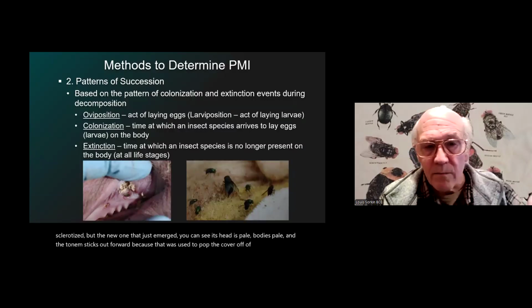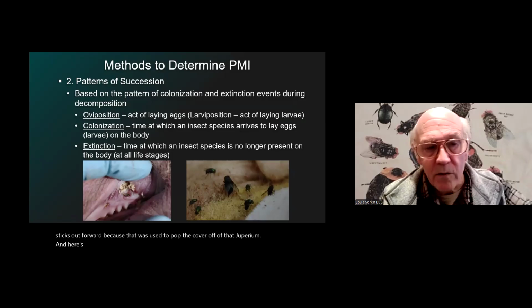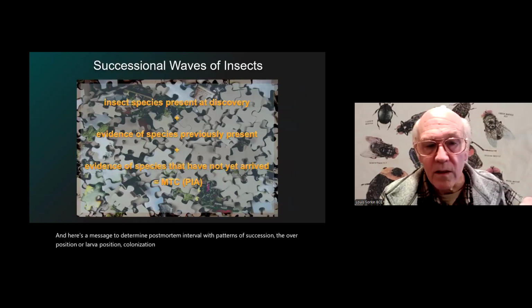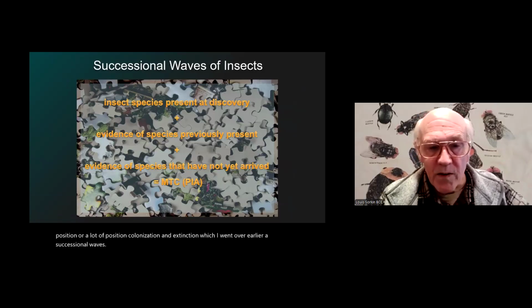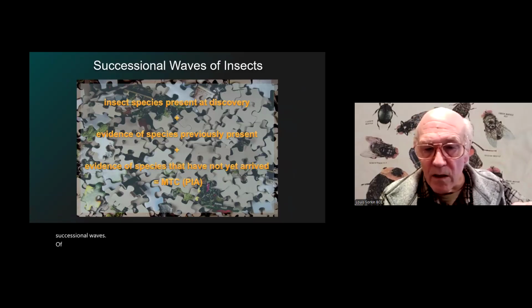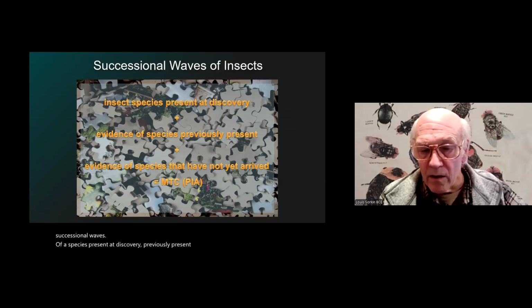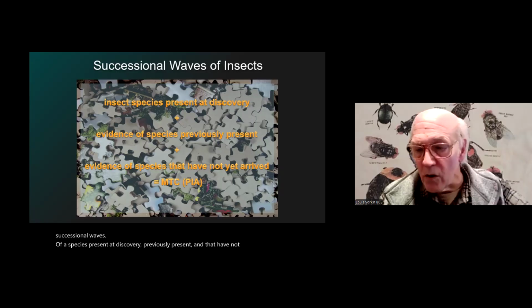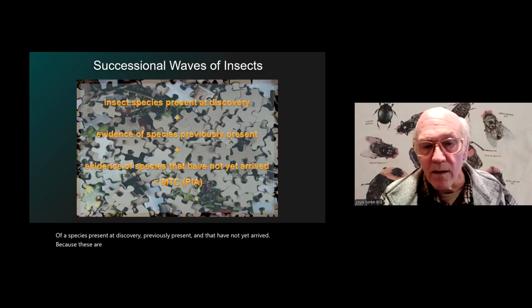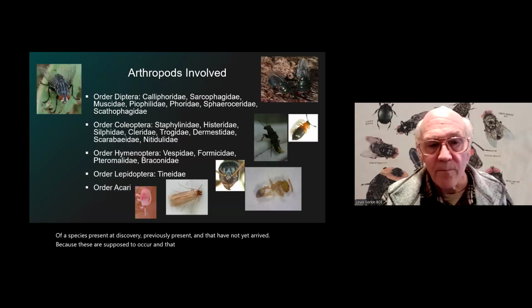And here are methods to determine postmortem interval with patterns of succession, the oviposition or larviposition, colonization, and extinction, which I went over earlier, successional waves of species present at discovery, previously present, and that have not yet arrived, because these are supposed to occur. And that helps also in determining time of infestation.